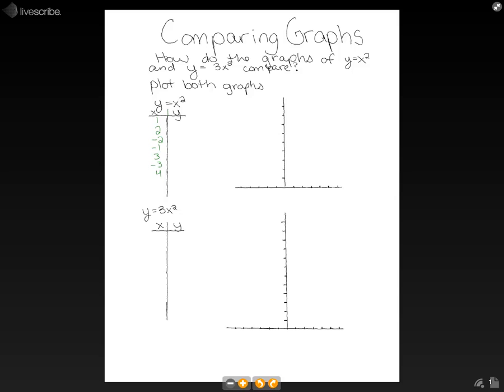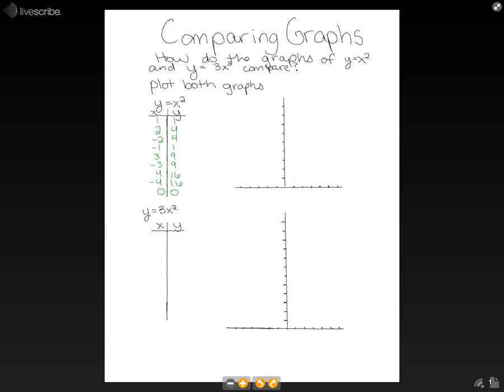So if we have 1 for x, if we square that, we just get 1. 2 gives us 4. Negative 2 gives us 4. Negative 1 gives us 1. 3 gives us 9. Negative 3 gives us 9. 4 gives us 16. And we'll throw in a negative 4 so it can be even, and then we'll have another 16. Now let's do one last point with 0, and then we get 0. Let's go ahead and graph these points.